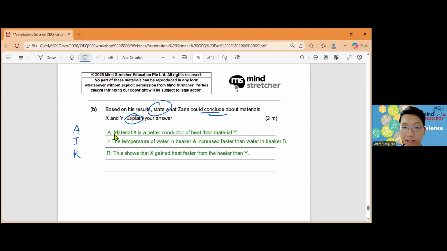So I repeat again, A is just answering the question. It could just be an X or Y, but in this case, they ask for a conclusion. So then they ask you, how do you explain you get this? How do you get this conclusion? Then, of course, you must extract data from the graph, from the table. Okay, so from the graph, we see that the water in A increased temperature faster. That must mean that material X gain heat faster. Okay?